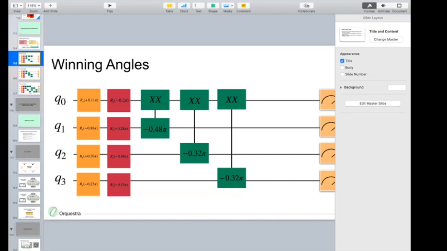Tanmoy says, should I learn classical ML before starting learning QML? I would just learn them both at the same time. Start learning quantum computing and machine learning at the same time, and you'll see how they sort of merge together.